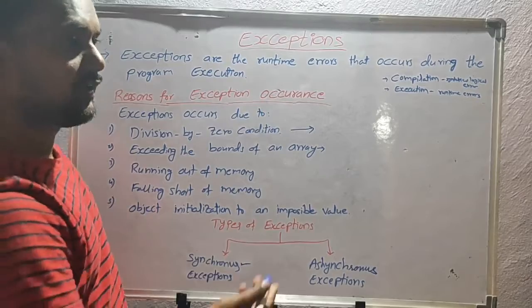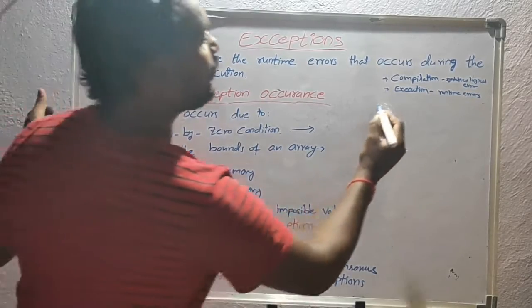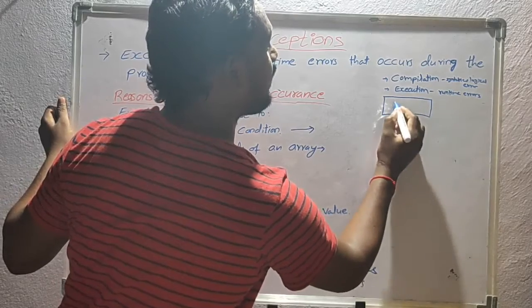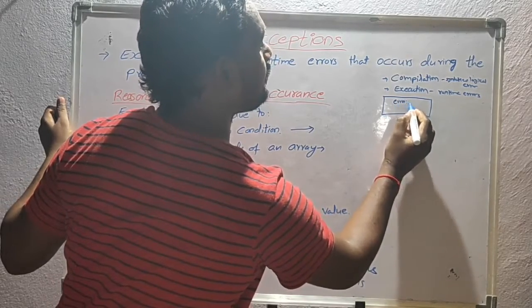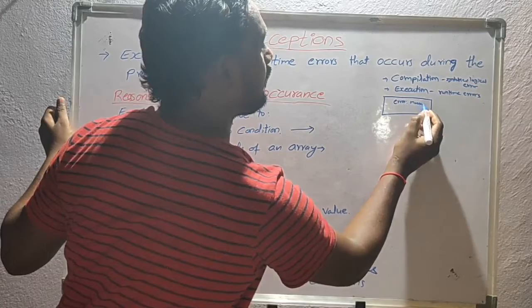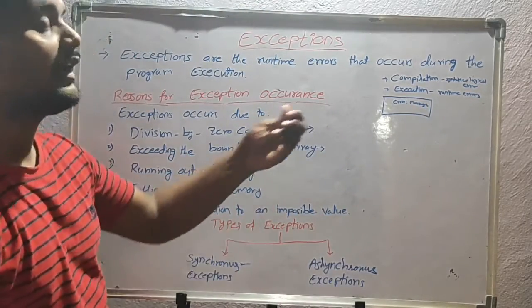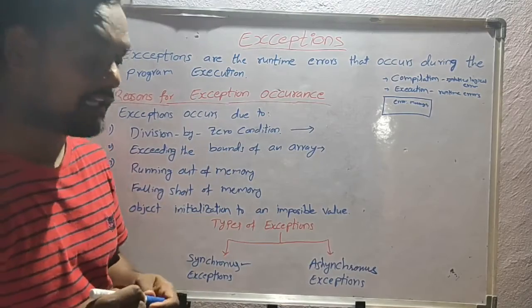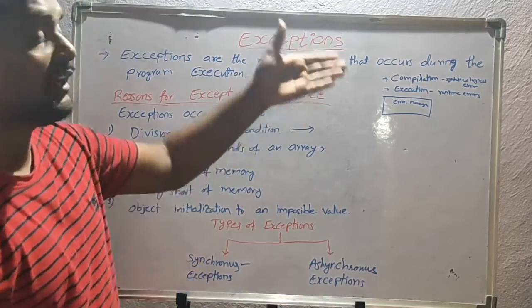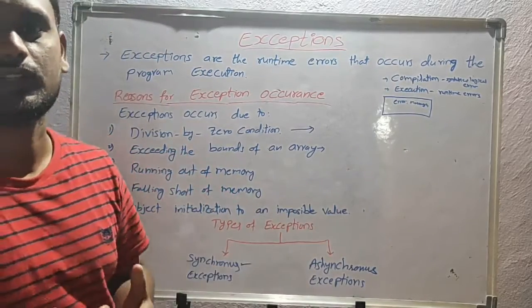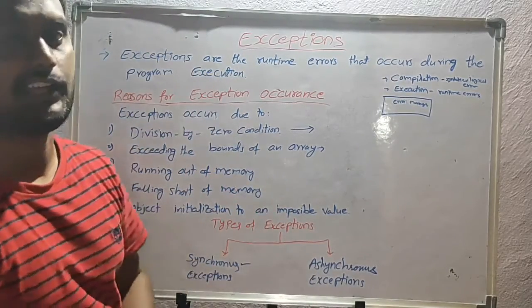We may get windows of error messages. We may get the error messages. Those are the exceptions. At runtime, the errors can be handled by using messages given to the user. Okay, and these are the exceptions.